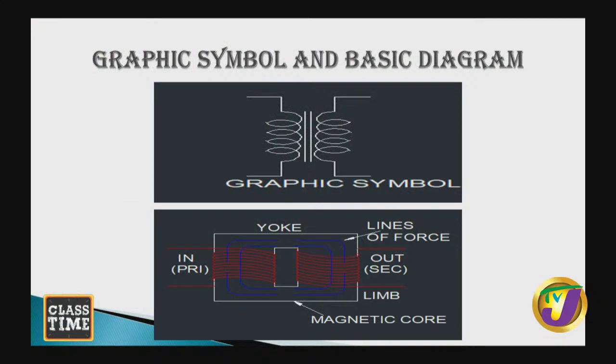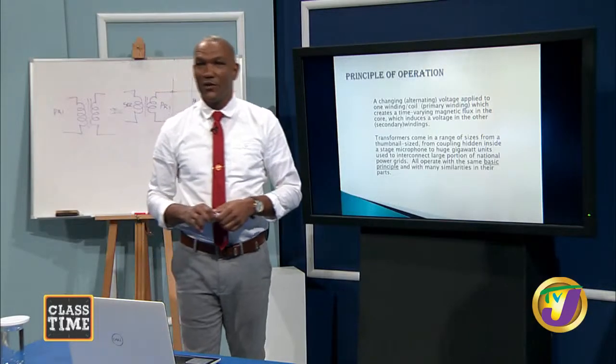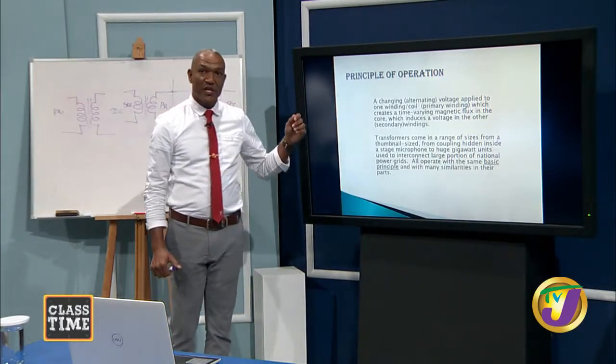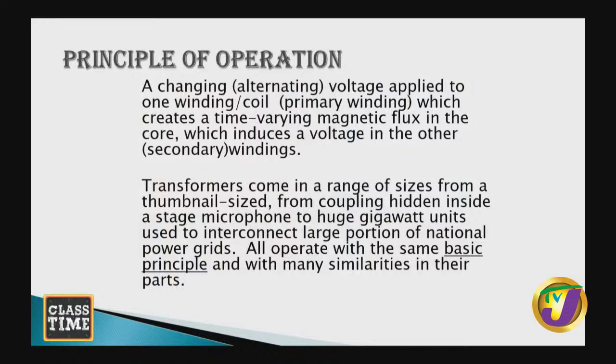Principles of operation. How does a transformer operate? Can it operate just by throwing it in the air and it falls to the ground? No. A transformer operates when a changing or alternating voltage is applied to one coil, or winding, which is called the primary coil, which creates a time-varying magnetic flux. Time-varying means that it is changing, so it may go up or down, in one core, which induces a voltage into the second coil. And bear in mind, the second coil is the secondary coil.